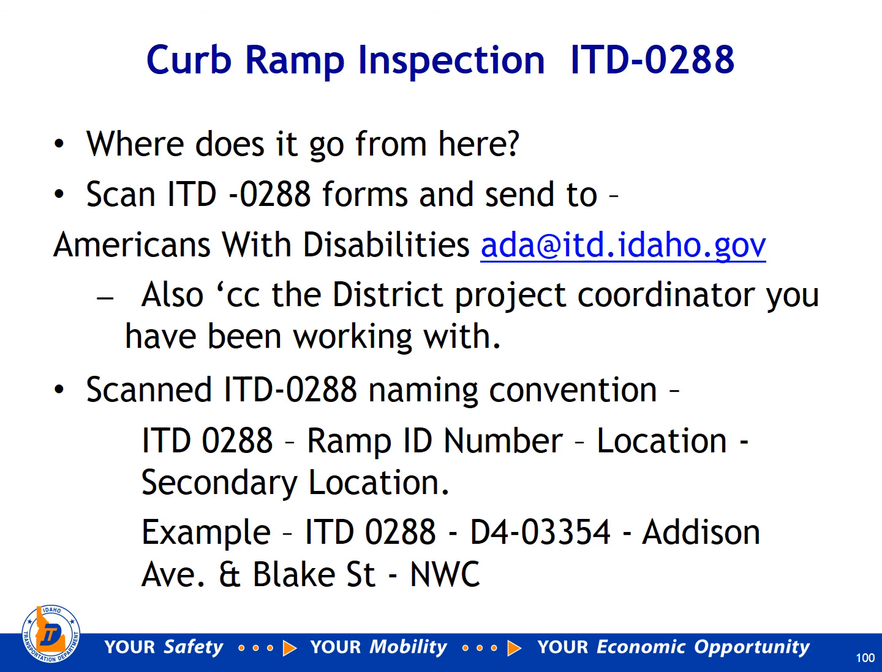The scanned ITD 288 naming convention for these forms is ITD 0288, the ramp ID number, dash location, dash secondary location. An example of that is ITD 0288-D4-03354-Addison Avenue and Blake Street, NWC, which would be the northwest corner.